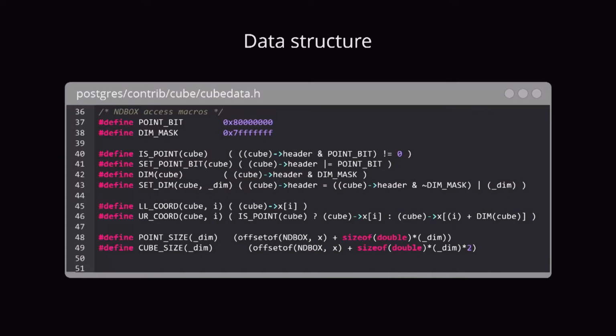The header is responsible for 1 bit of whether your cube is a point, or is your cube actually a cube with 2 vectors. And other bits are bits of the dimension mask. And inside the other bits we store information on how many dimensions your cube has. Here you can see some service macros which are responsible for checking whether your cube is actually a point, how many dimensions your cube has, what's your lower left coord or upper right coord, and setting these coords respectively.